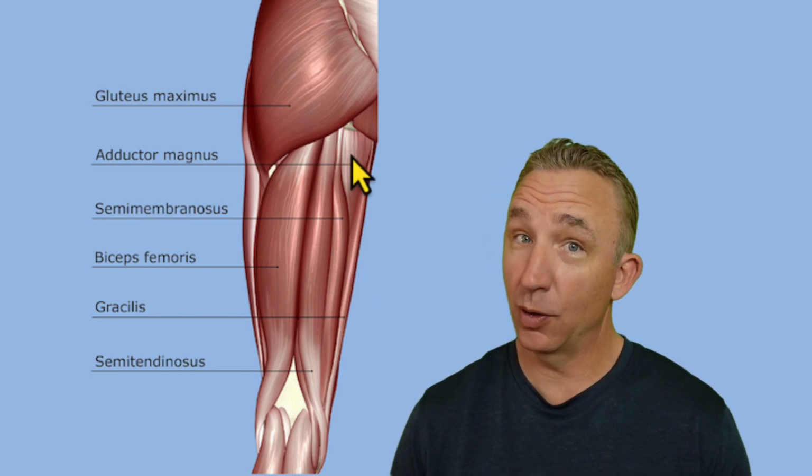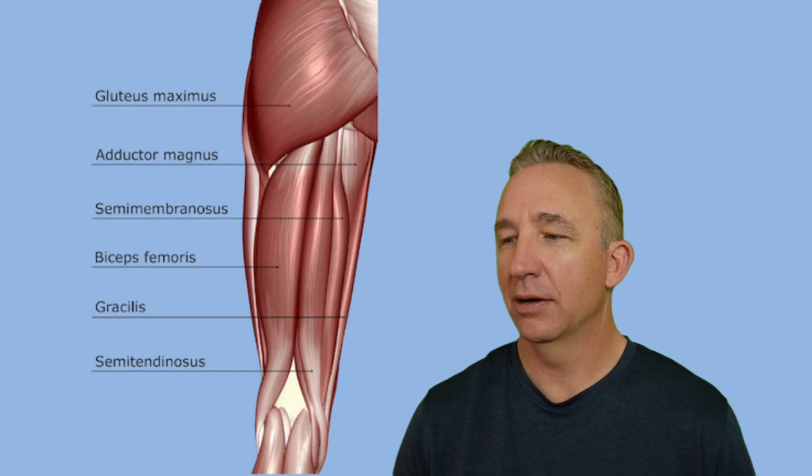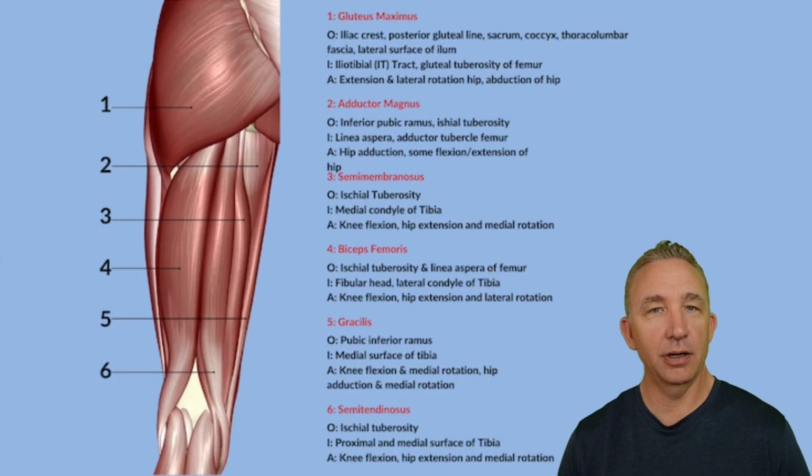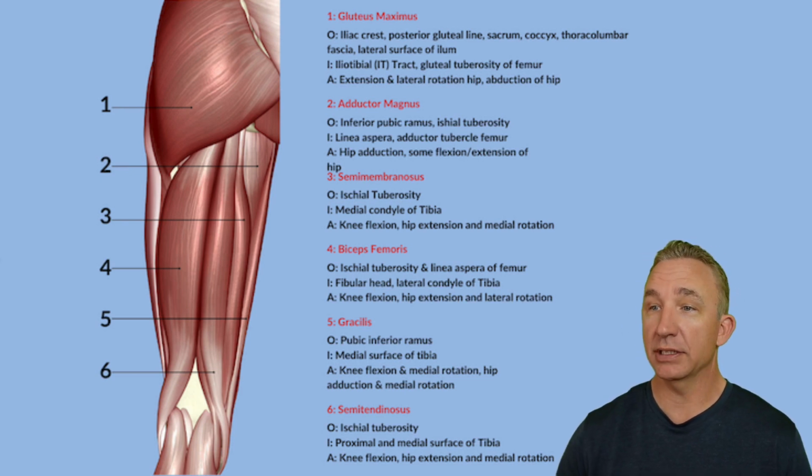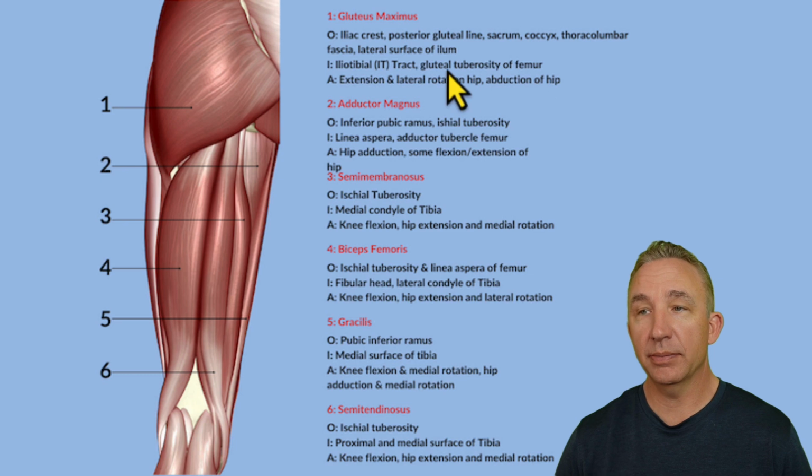Now let's talk about origin, insertion, and action. Remember, our 2 attachment points are the origin and the insertion. The one that has more movement is the insertion, less movement is the origin. And then what does it actually do? I try to put them together in segments.